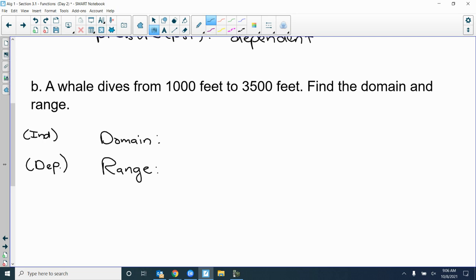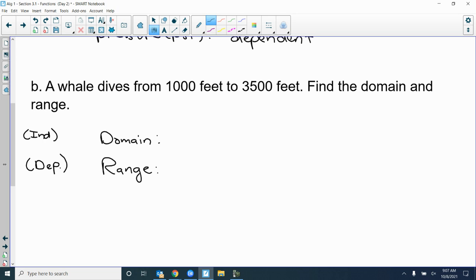All right. Or at least have an idea. Awesome. 1,000 and 3,500. Yeah. Now, how do we write that? Because it says it dives from 1,000 feet to 3,500. So does it go all the way from 1,000 to 3,500? Does it hit every foot in between? Yeah, it's going to go all the way down. How do I write this domain? You just can't say 1,000 and 3,500 because it's more than just two values. It's all the ones in between.